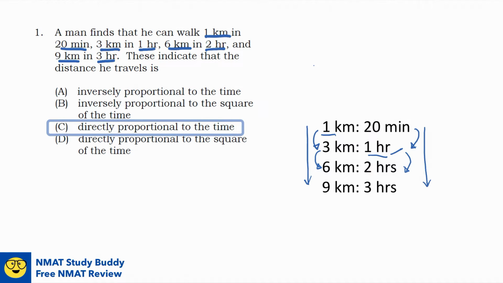So, kailan naman natin masasabi na inversely proportional to the time? Kapag yung distance, yung trend niya is increasing, tapos yung time nag-decrease, so doon natin masasabi na inversely proportional yung distance sa time kapag baliktad sila ng trend.